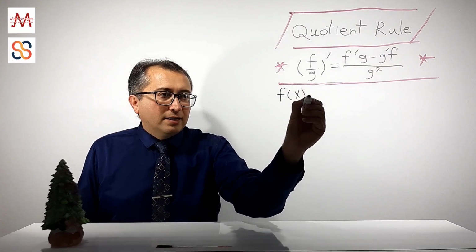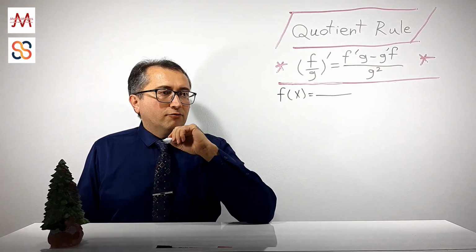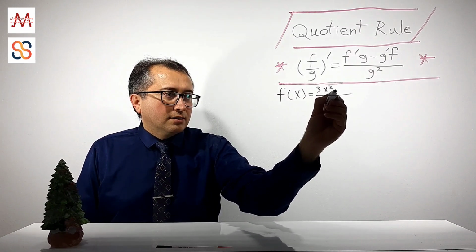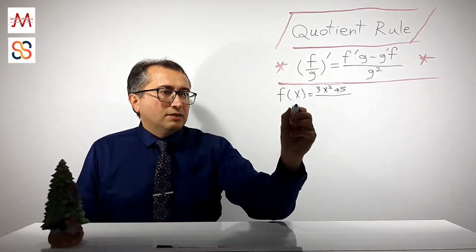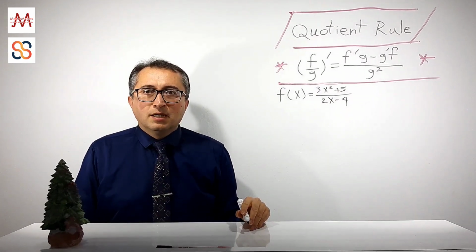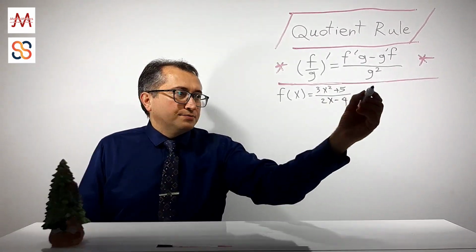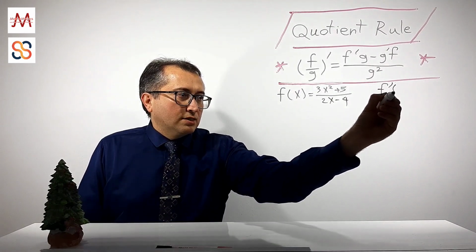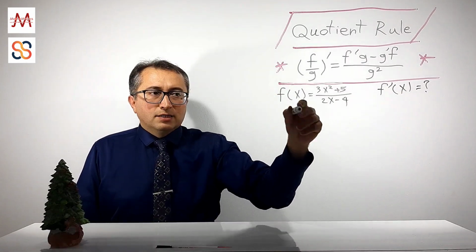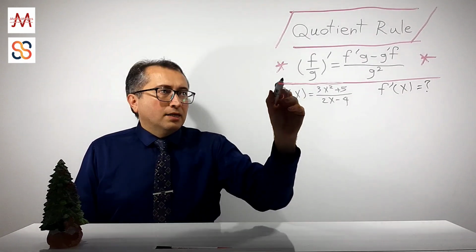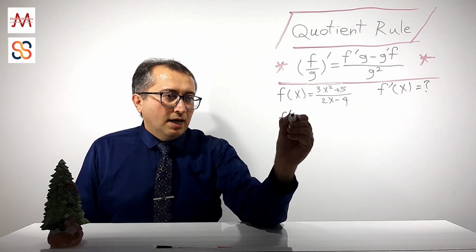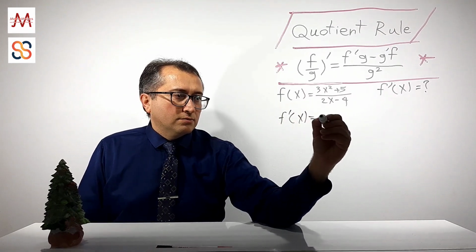If f of x is given, it is a fraction in which 3x squared plus 5 is divided by 2x minus 4. This fraction is given and it is requested to find f prime of x. So we have to take the derivative of this given function. Now it's time to apply the quotient rule. Let's do that. F prime of x equals.